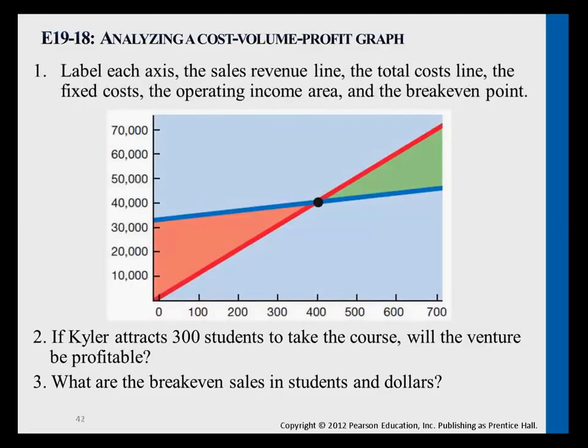Okay, so we have this. What we need to do is label each axis: sales revenue line, total cost line, fixed cost, operating income area, and the break-even point. So let's start. What axis is which one? What is this axis? The X. Units or total sales? Okay.